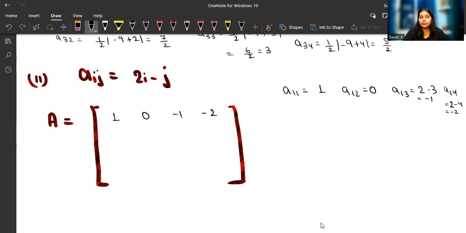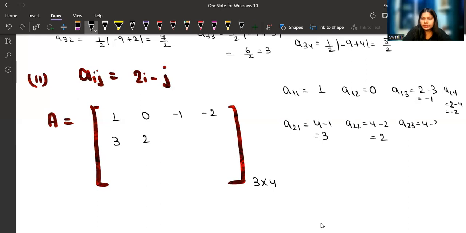We are done with the first row because we need to find out 3 by 4, right? That means 3 rows and 4 columns. Next is A21. That means 2 times 2, 4. 4 minus 1 is 3. Next will be A22. That means 4 minus 2. That is going to be 2. So it is 2. Next is A23. That means 4 minus 3. That is going to be 1. So 1. Next is A24. That means 4 minus 4. That is going to be 0.